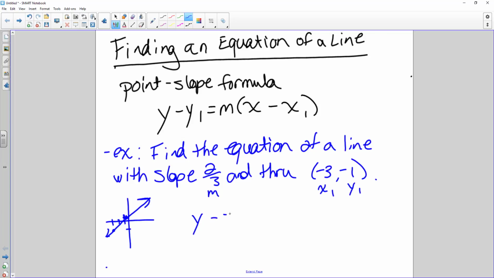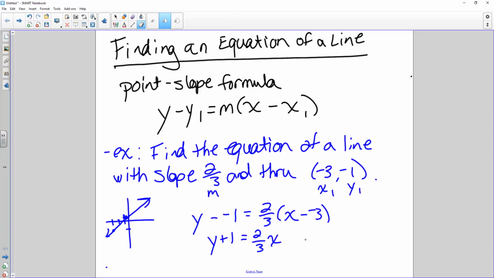So y minus -1 equals 2/3 times (x minus -3). So I've got some signs to deal with here. Minus -1 becomes a +1. And I'm going to distribute the 2/3 at the same time. So 2/3 x, and minus -3 becomes a +3. 2/3 times 3 would be 2. So this is going to be a +2.